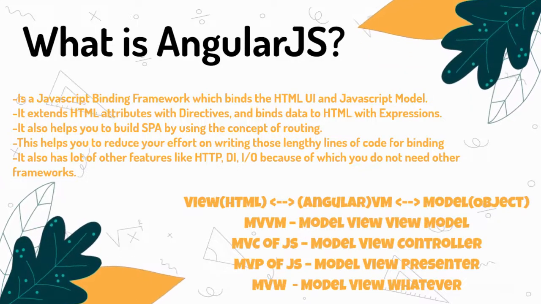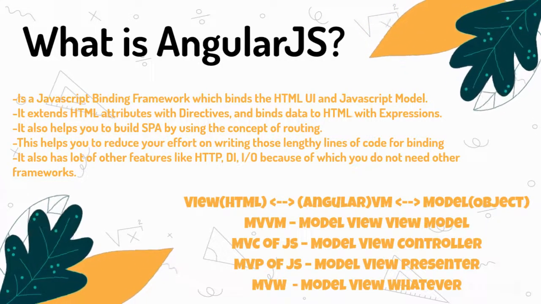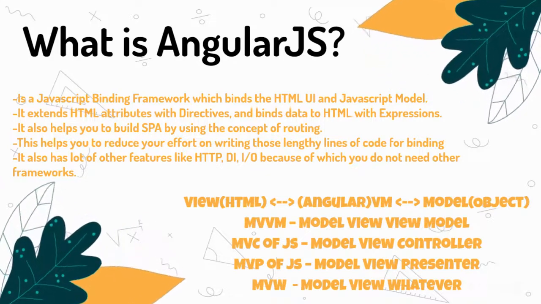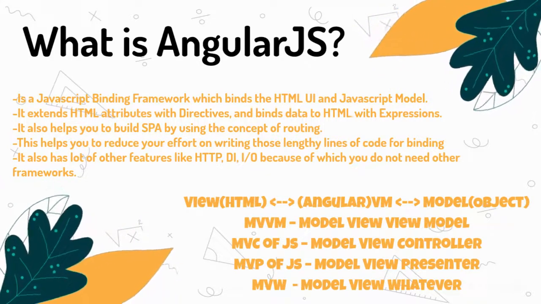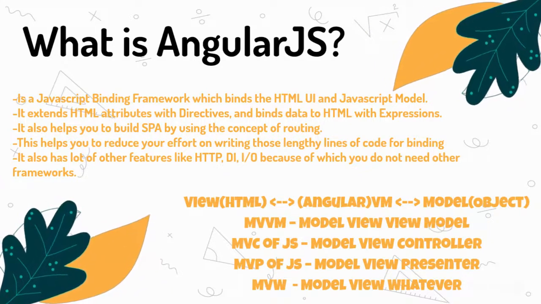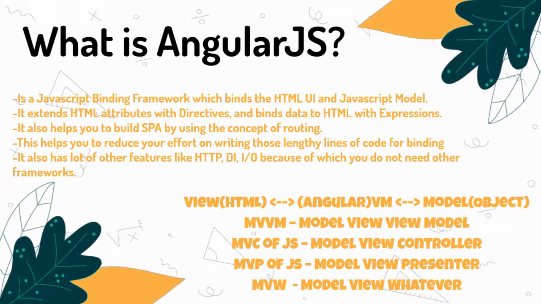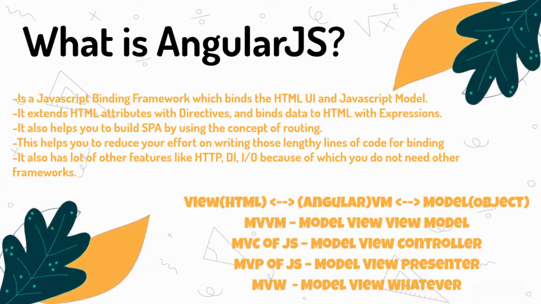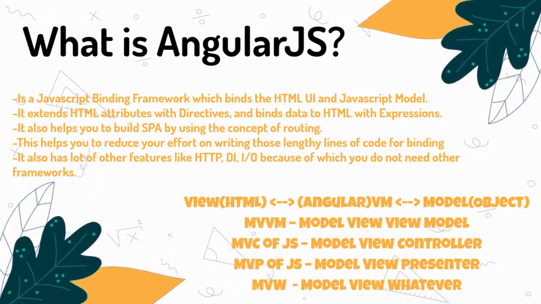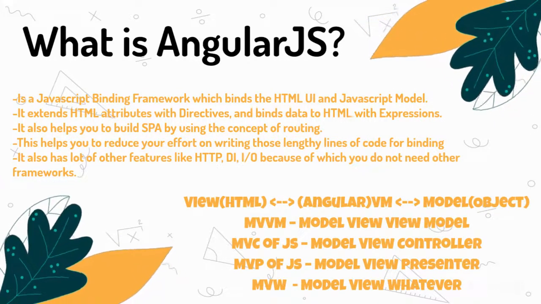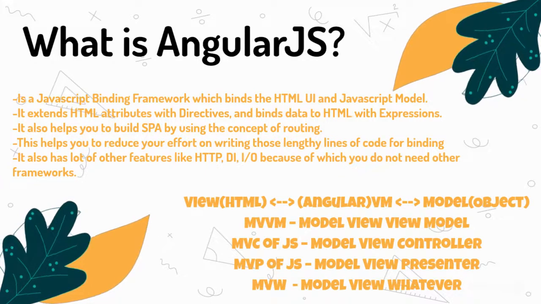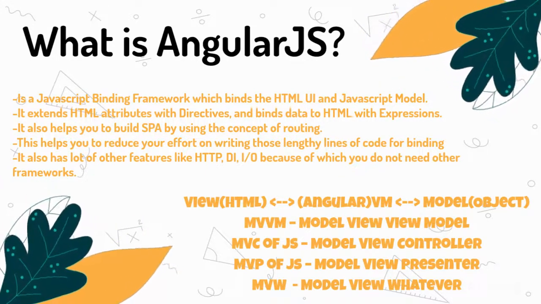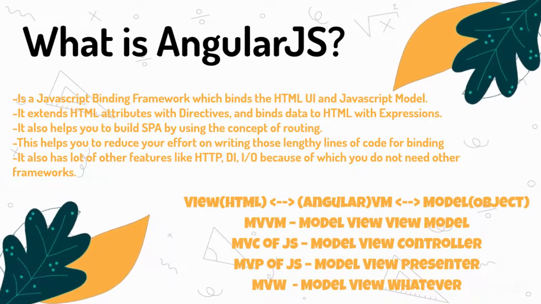All of these together are also called MVW, that means model view whatever, which may be a controller, presenter, or view model. The thing in between can be anything. With the help of a view model we can combine the model and view, and likewise by using controllers or presenters. So we call it MVW in general. This is nothing but AngularJS, and we have different names for it. So how can that binding be done?